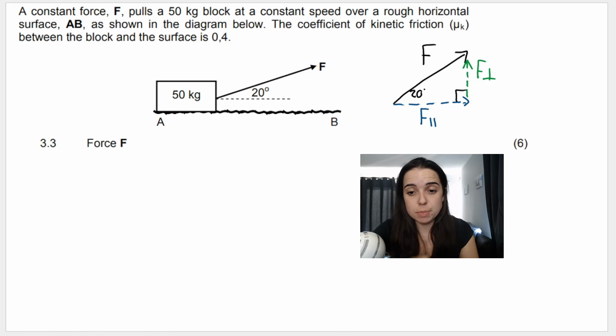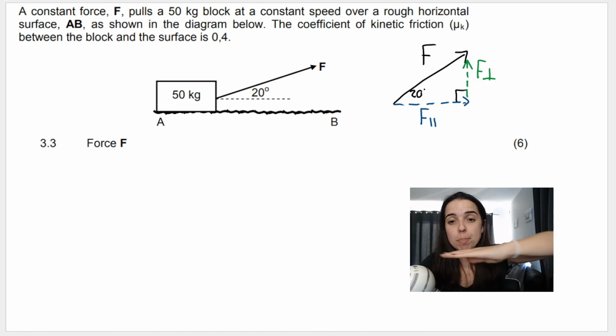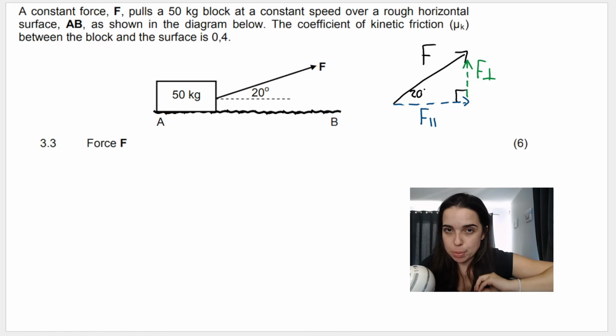Very, very important, because when we consider the net force acting on a box, we are always going to consider the net force acting parallel to the surface, so the force is acting in this direction, and then the net force in the perpendicular direction. So it's very important that if your vector is acting at an angle, to break it up into components.